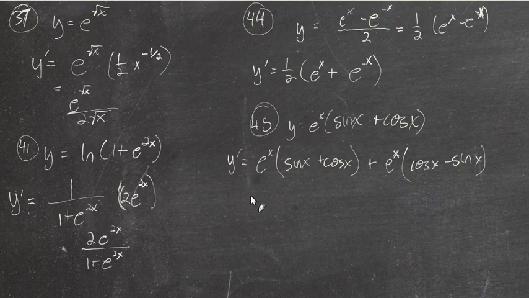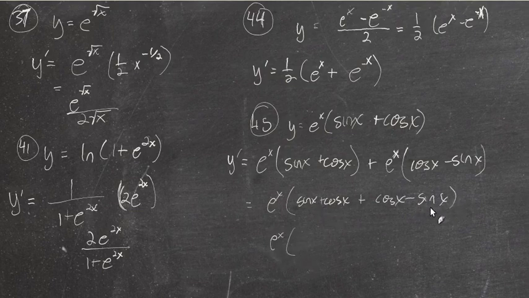We could factor out an e to the x, and we'll get sine x plus cosine x plus cosine x minus sine x. And we get e to the x. We've got sine x minus sine x, those cancel each other out. And we've got cosine x plus cosine x, that's 2 cosine x. So we could write it as 2 e to the x cosine x. So that's pretty cool.